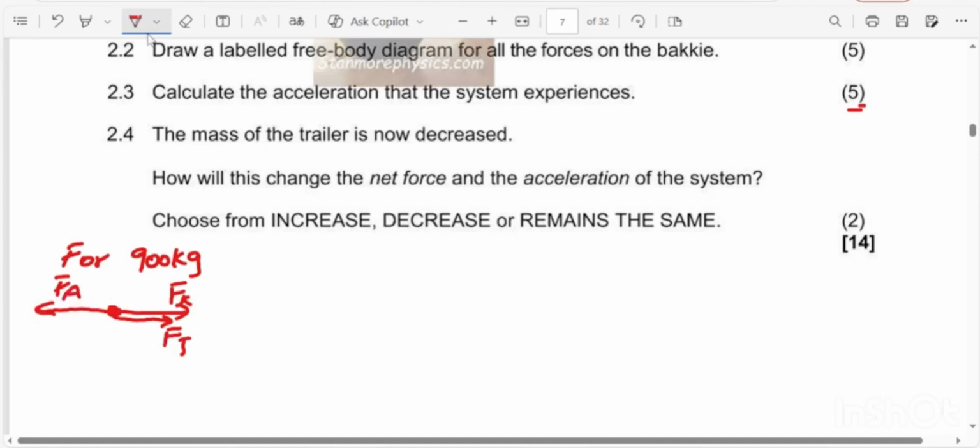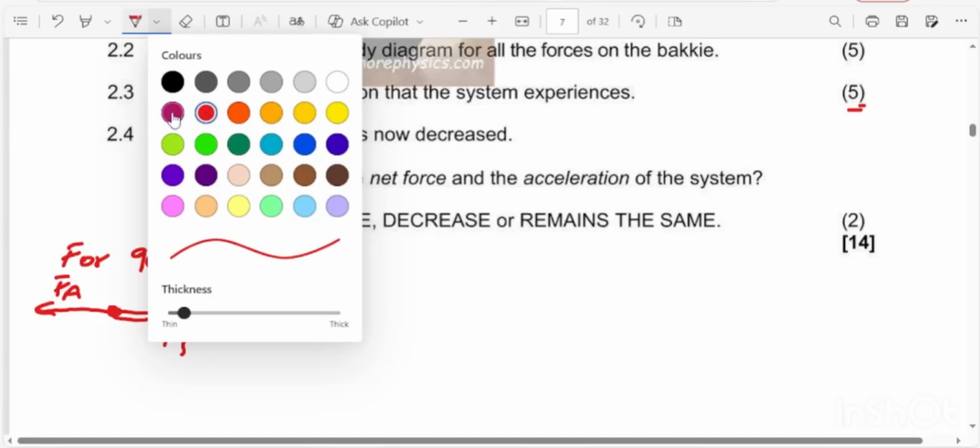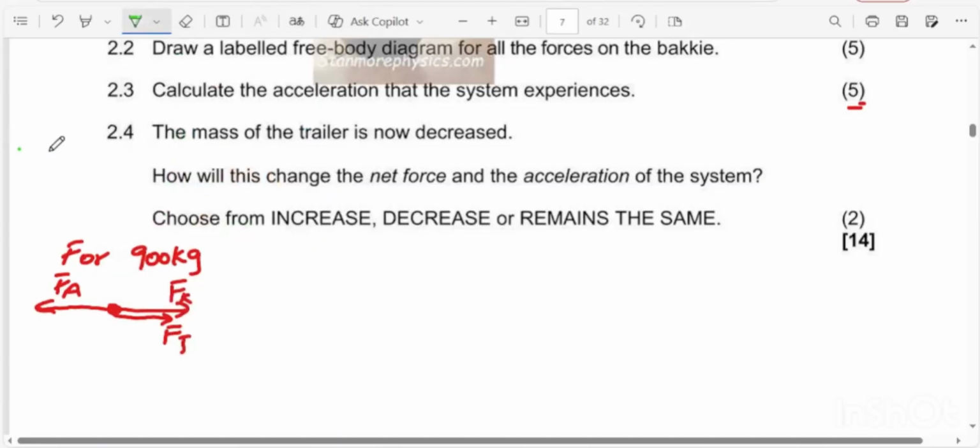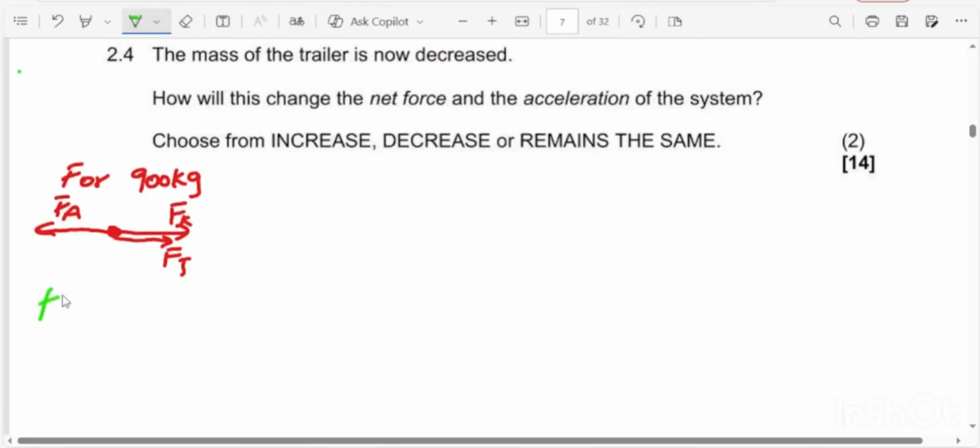This is my F applied. So when you have the free body diagram, this is where you're going to use what? Newton's law, and say F net equals ma. So we choose a direction. So I always like to take the direction of the motion as positive. So I'm going to take left as positive. So all the forces that are going to the left will be positive.